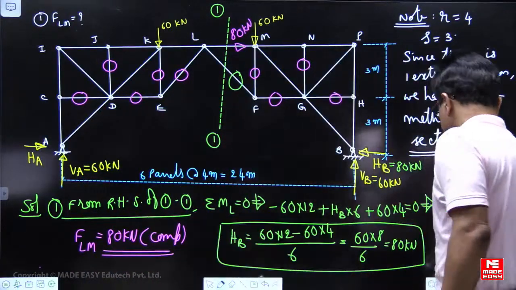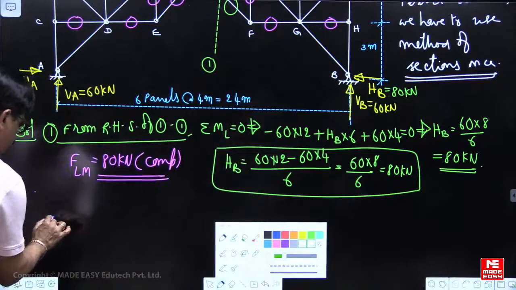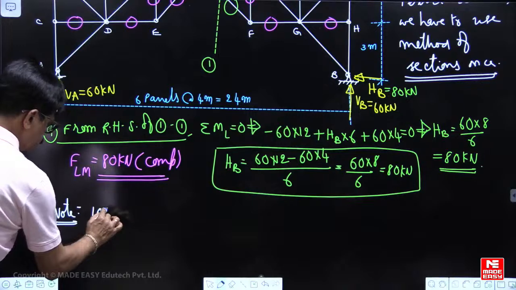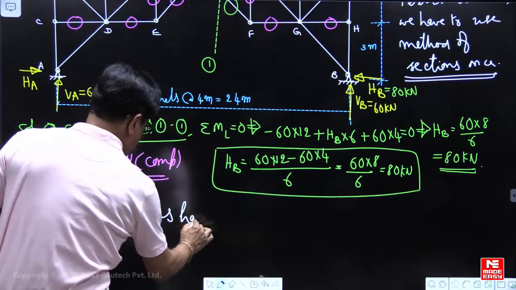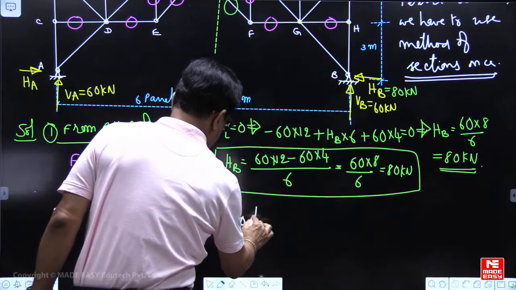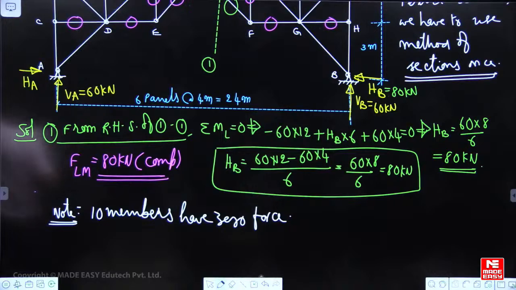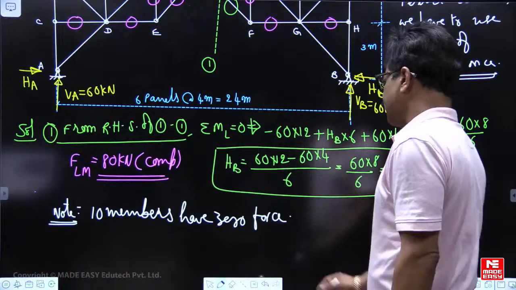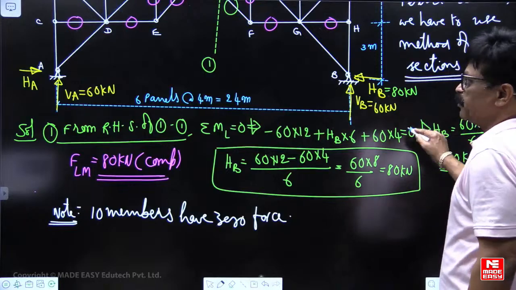Slightly I shift it up. So this is how you will find. We don't know which process they will ask you. Ten members have 0 force. KD will not be 0, correct. So that's why 10 members have 0 force. So on this one discussion is complete.